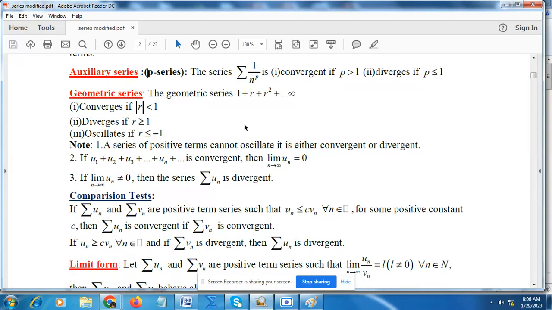Geometric series, which are in the form of r power n. If the r value lies between -1 and +1, then the series converges. If the r value is greater than or equal to 1, then it diverges. It oscillates if r is less than or equal to -1. Remember carefully.